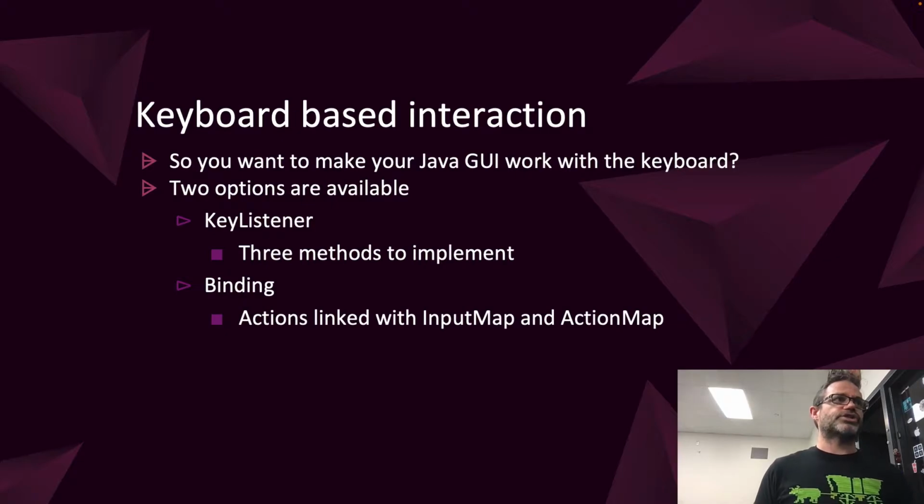So keyboard-based interactions. You want to make your GUI work with the keyboard. You've got a couple different options. We can either use the key listener, which is the older and more bare bones approach, and it just requires us to implement 3 specific methods. Or we can do the key binding, which is the more Swing way to do it, and it has a lot more availability to do more complex and big interactions. And we do that by creating actions that are linked with both an input map and the associated action map. And we'll take a look to see how we can make that happen here in just a sec.